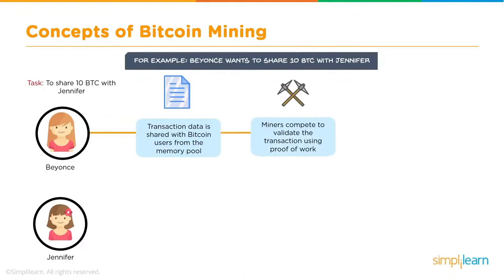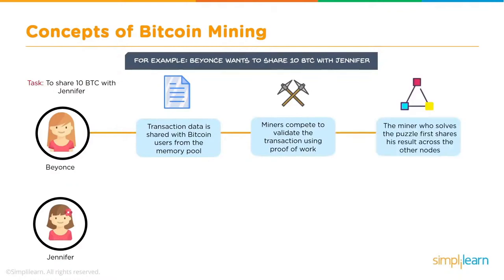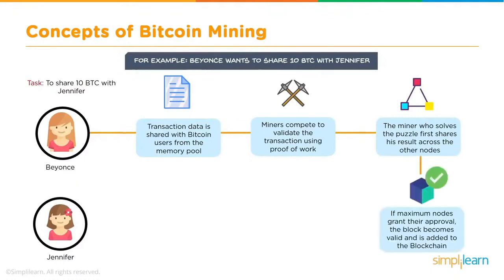Now, miners competing to validate the transactions using proof of work keep continuously polling the unconfirmed transaction pool. They pick up those transactions, aggregate them in a data block, and start solving the puzzle. The miner who solves the puzzle first shares the result across the other nodes, the other set of miners. Once the block is verified and the nonce has been generated, the nodes start granting their approval. If the majority of nodes grant their approval, the block becomes valid and is added to the blockchain.